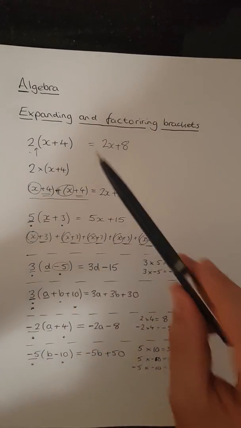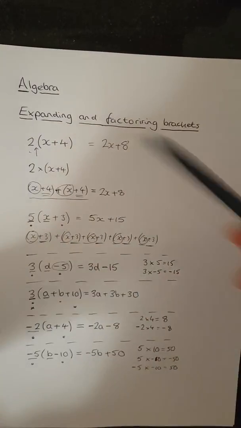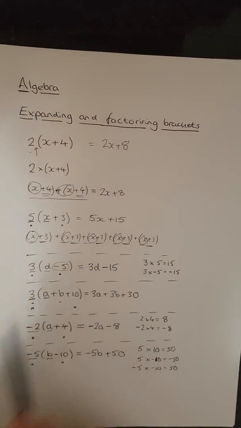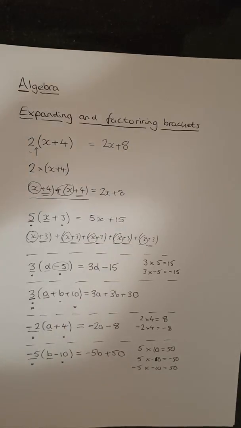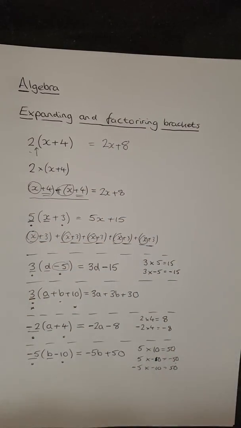So we've covered the basic idea of multiplying each thing inside the bracket by the number outside. We've dealt with what happens if there's a negative in the bracket. What happens if there's more than two things in the bracket? What happens if there's a negative at the front of the bracket? Let's look at some more scenarios.